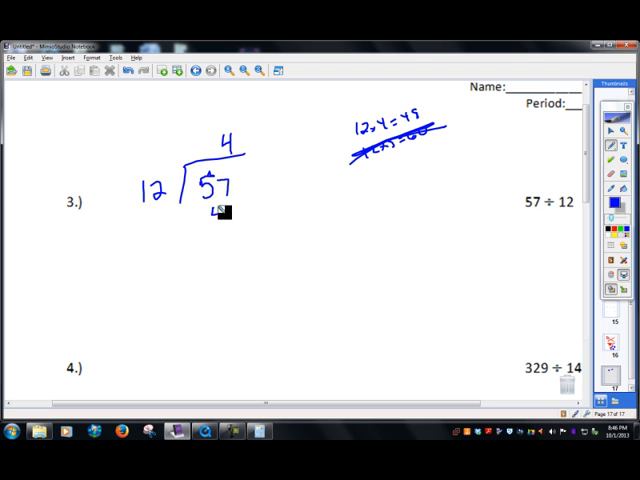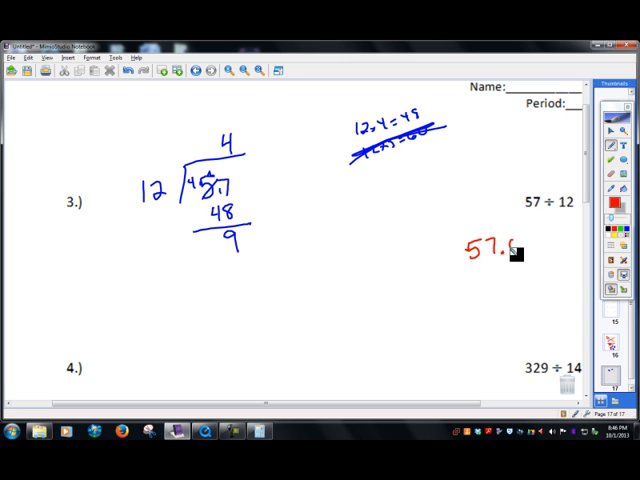I multiply around. I get 48. Okay, I subtract these. I'm going to get 9. Okay, now we don't have any numbers left here. This is what we went through on our review sheet. Okay, and we have nothing to bring down. There's nothing here. But you got to think of a way to make 57. How can we take the number 57 and not change it?